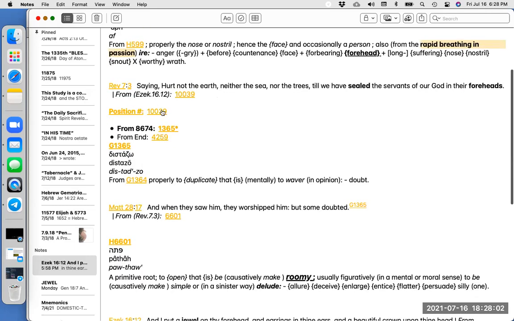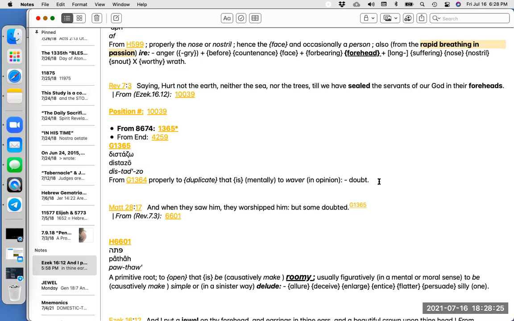And we distance those two, 10039. And that's a Strong's associate right here, 1365, which is in the Greek. You see how I'm telling them? It's the Greek. Duplicate, that is mentally to waver in opinion. So a double is a duplicate. Double-minded is what that means, right? Double-minded.